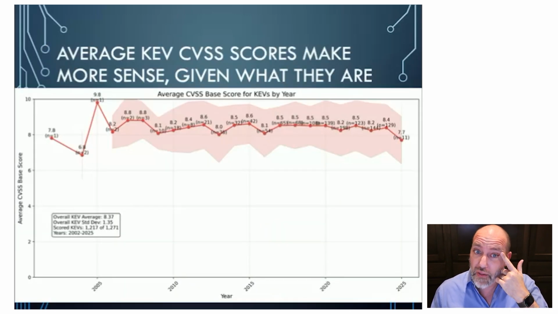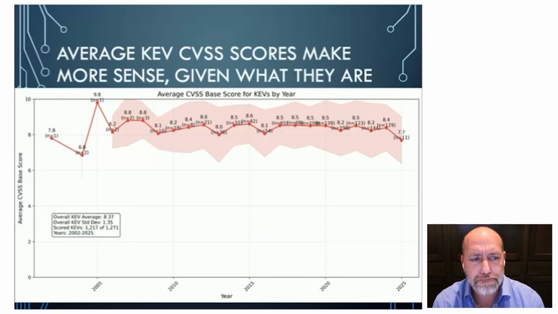If you look at the KEV base scores over time, you'll notice all of them are pretty high. It's hovering around 8.37 out of 10. And that kind of makes sense to me. I mean, you should see them a little bit high because these are presumably vulnerabilities that matter a lot. They're critical vulnerabilities because they're actively being exploited, or theoretically anyway.